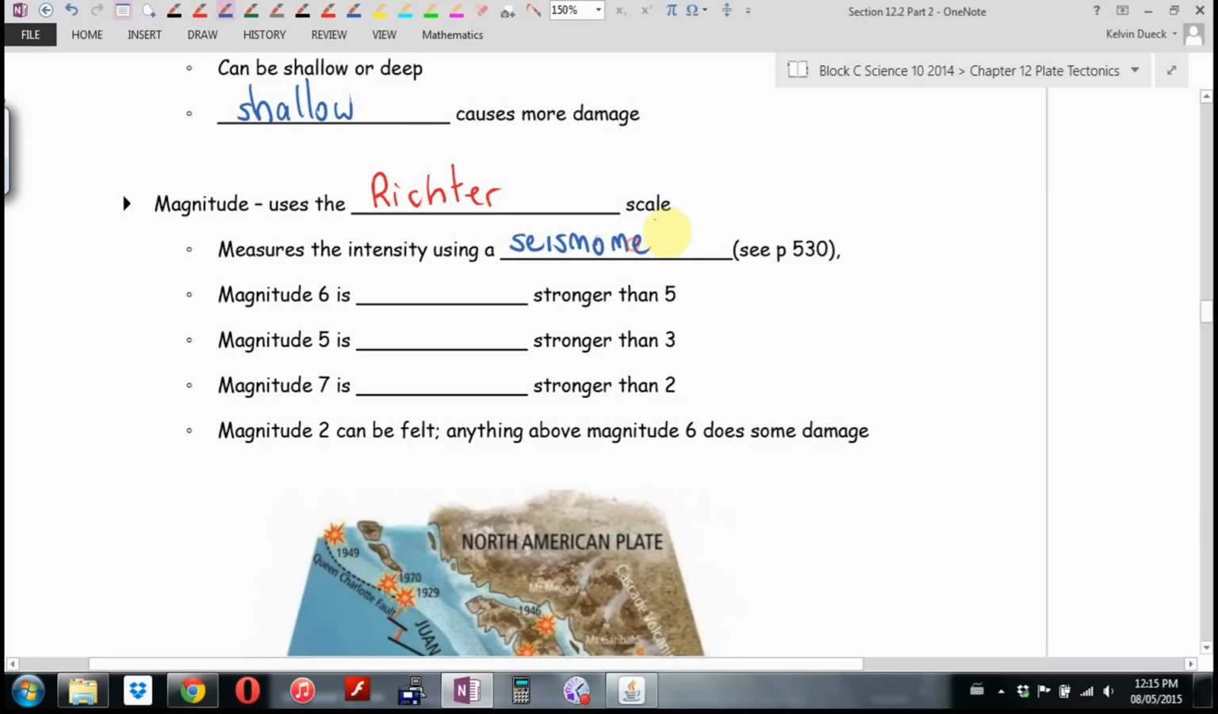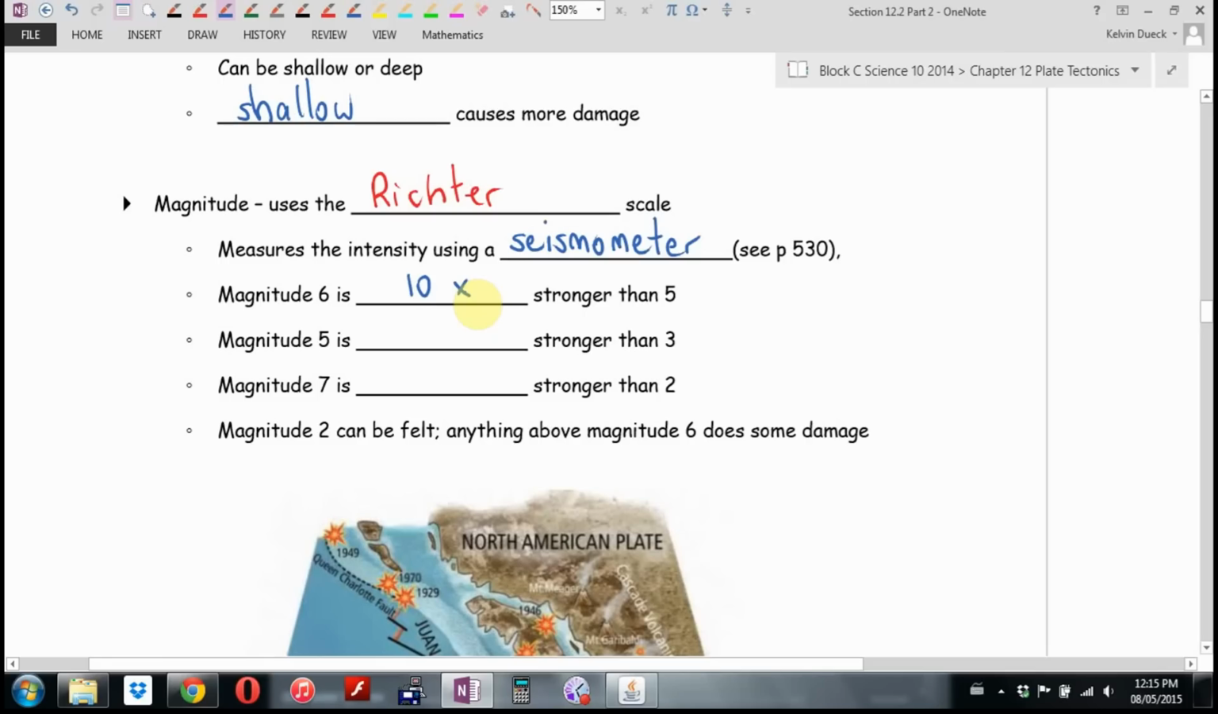Come on, pen. There we go. That's why we call earthquakes seismic activity. And this part might explain to you why just a small increase in the Richter scale does so much more damage. A magnitude 6 is actually 10 times stronger than a 5. Each time you go up by 1 on the Richter scale, you're going up by a factor of 10.